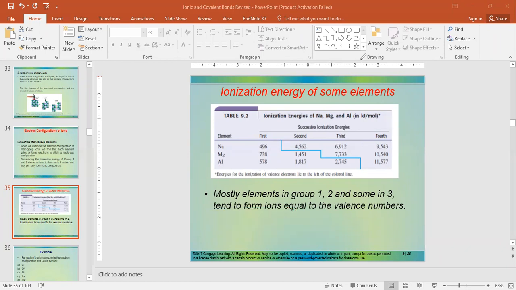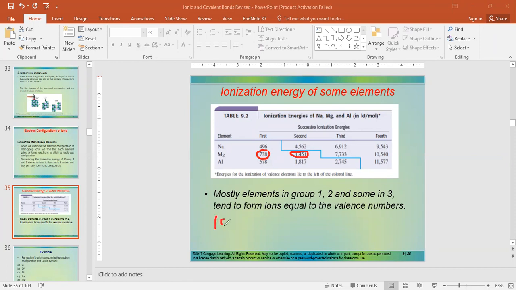Now, again, you can see that we have magnesium. Magnesium is going to lose the first electron, and it is going to lose the second electron. When those electrons are lost, you are left with a noble gas configuration. Why?